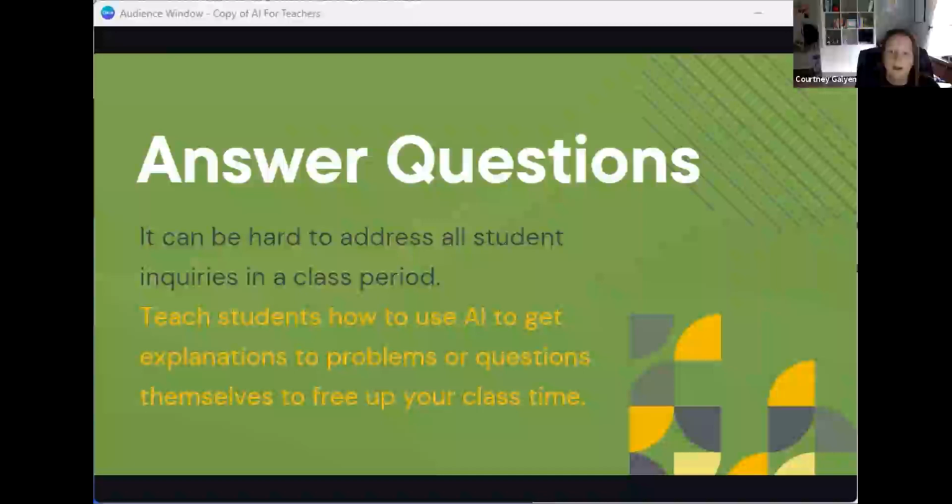So if you're a math teacher and let's say you're teaching algebraic equations, ChatGPT, if you ask it to, will break down those equations into steps and explain each of those steps to the students. So if you are willing to let kids use this in the classroom, you could say, hey, before you come ask me, why don't you try to use AI to figure out this process on your own, which will give them experience using this technology as well as get explanations to their questions.